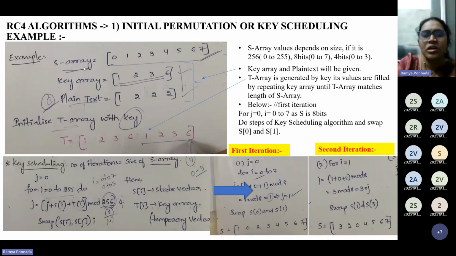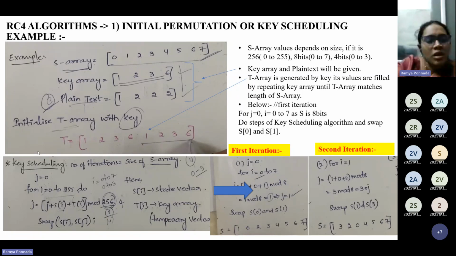But you need to generate your S array, and you need to generate your T array. So how is the T array going to be generated? Take 1, 2, 3, 6. Whatever the key array elements are, those are written into your temporary array, and you match the length of your S array to get the temporary array. So 1 2 3 6 is repeated again, because here you have 8 bytes and the key is 4 bytes. So double the 4 bytes is 8 bytes.